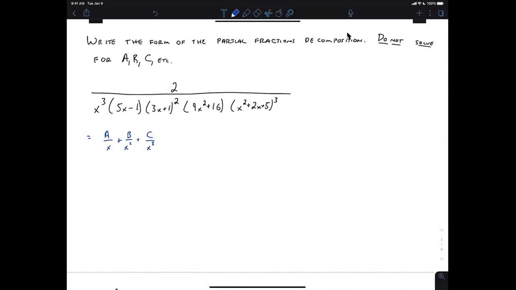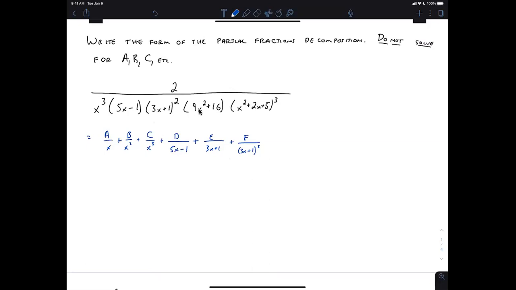Okay, and then when you have 5x minus 1, you put D, that's linear. It's distinct, so you don't need to repeat anything. But you have D over 5x minus 1. And then you have 3x plus 1 there twice, so that's still linear. So we're going to put E over 3x plus 1 to the first and F over 3x plus 1 squared because it is linear, but it's a repeated linear factor. So you put all of the powers from whatever the biggest power is down. This is squared, so we're going to put 2 and 1. The idea is both of those could contribute to this being in the common denominator.